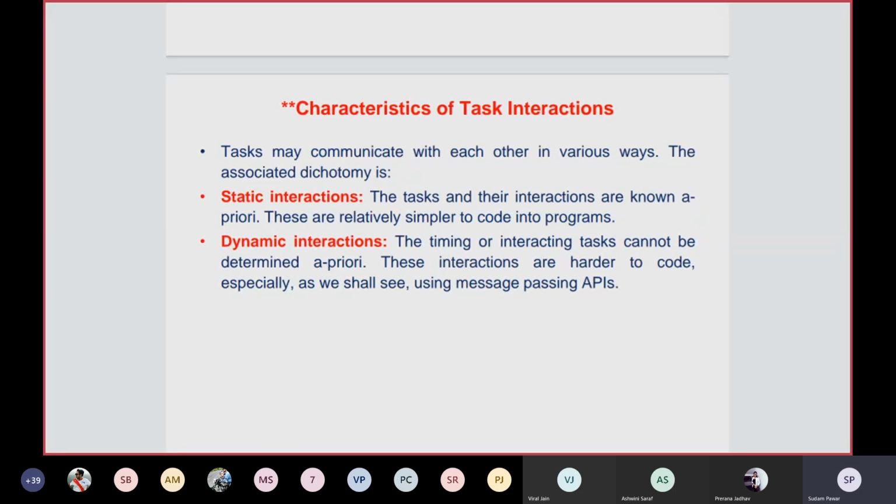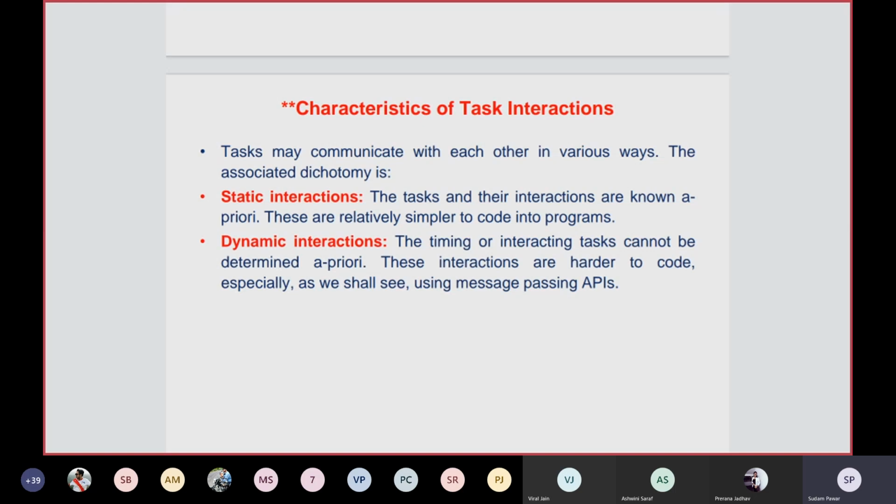So these are the characteristics of task interactions as static interaction and dynamic task interaction. You have to remember here, in case of static task interaction, the tasks and their interactions are known a priori, and this can be easily coded in your program.